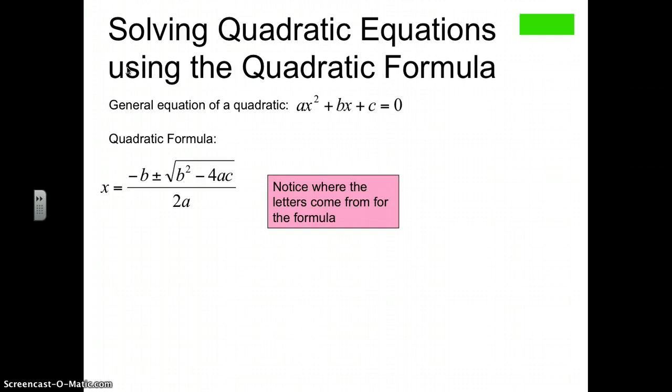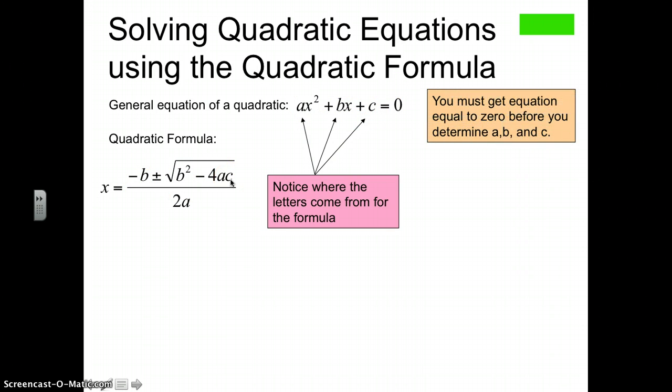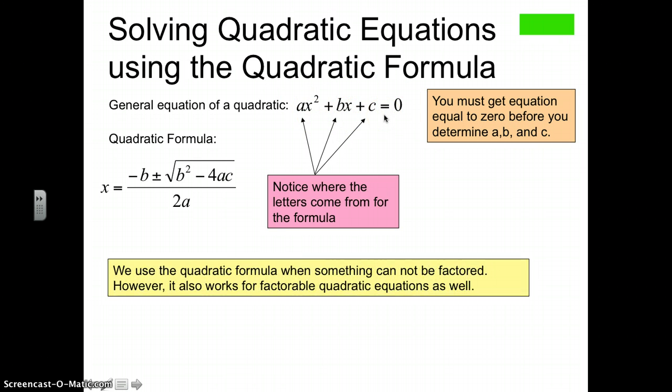So, notice where the letters are coming from. In our regular quadratic equation, we have a, b, and c. That's the same a, b, and c that you see here. You must get the equation equal to 0 before you can determine the a, b, and c. So it has to be in this form, ax squared plus bx plus c equals 0.